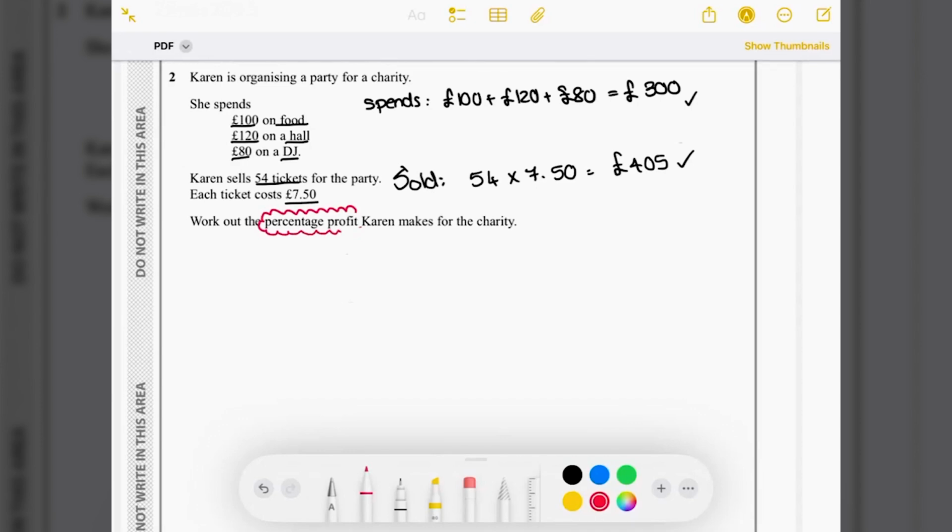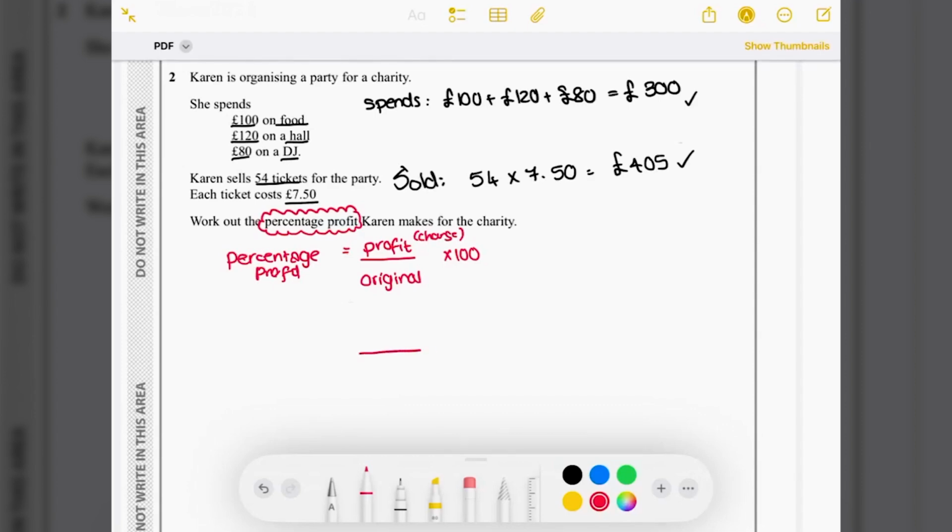So whenever you see this, it is a key thing to highlight. So the percentage profit is your profit that you made, or the change, over your original amount times 100. So this is the percentage profit. And I'll also write change, so how much she made.